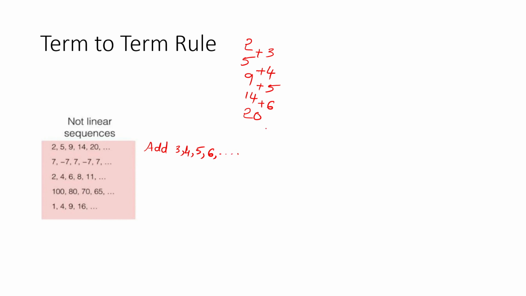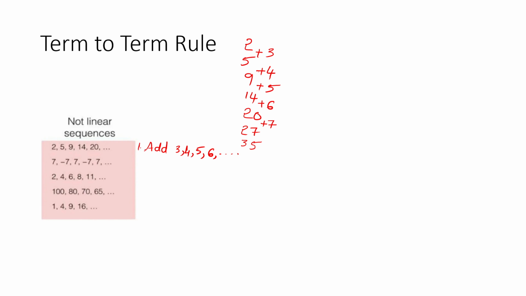Okay, which means that what will be the next element in the sequence? It will be 27, because along with 20 I have to add 7 in order to get the next element. Again, along with this 27, what do I have to add in order to get the next element? 8. So the next element will be 35. Okay, like that. So that will be the rule here. 3, 4, 5, 6, 7, 8, 9, 10, like that I have to add. Okay, so that is the first one.